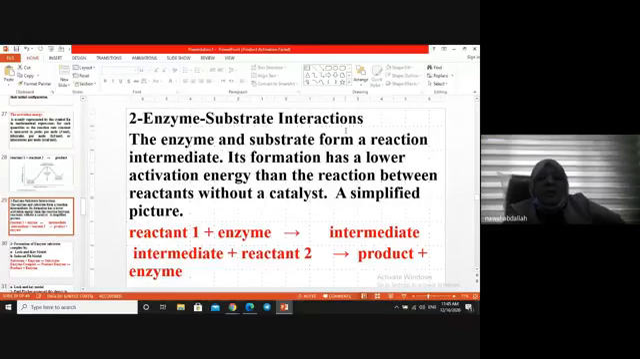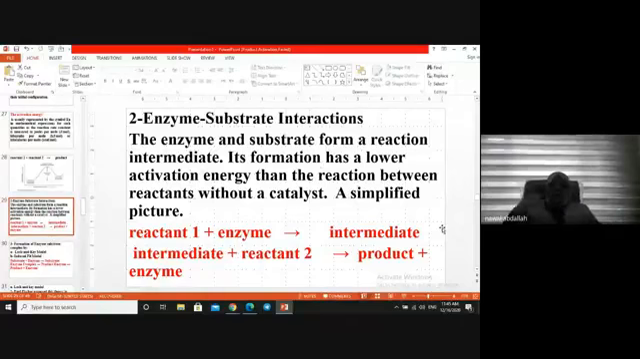Enzyme substrate interaction: the enzyme and substrate form a reaction intermediate. Its formation has a lower activation energy than the reaction between reactants without a catalyst. The presence of the catalyst accelerates the reaction rate. Reactant number 1 plus enzyme gives intermediate. This intermediate plus reactant number 2 gives product plus enzyme.